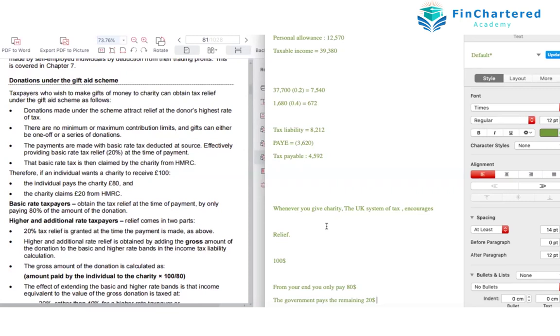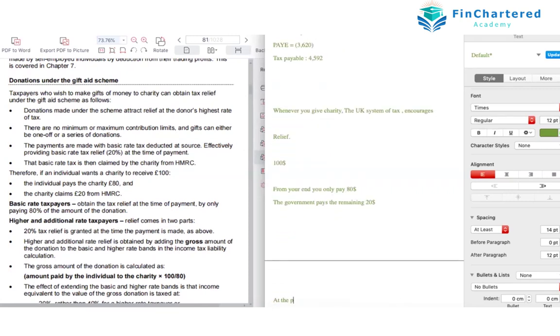Okay, I hope this is clear. Again, no need to look at the textbook. So, at the time of payment of charity, everybody, you are already getting a 20% relief. Why did I say you are already getting 20% relief? Because you wanted to pay 100, but you have paid only 80. So you've got a 20% relief. That is one kind of relief that you get at the time of giving the charity.